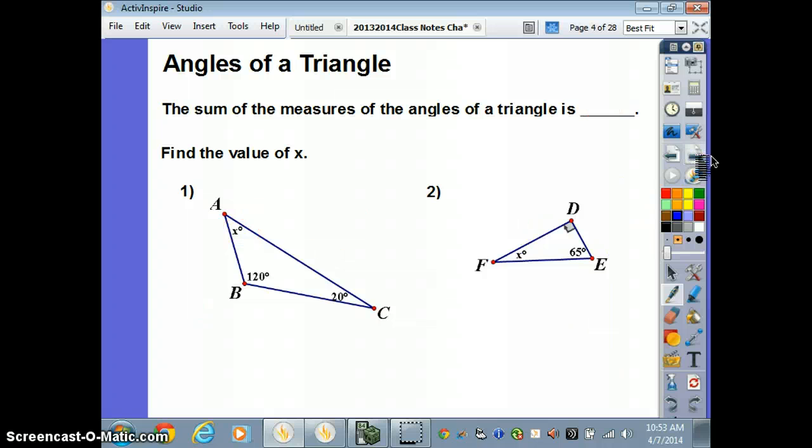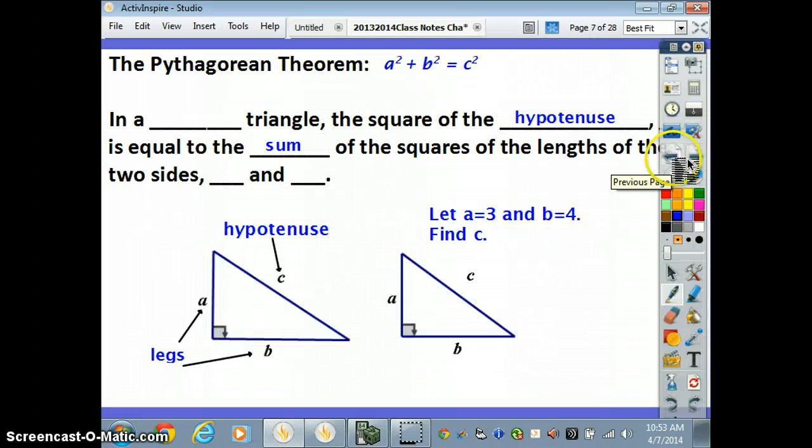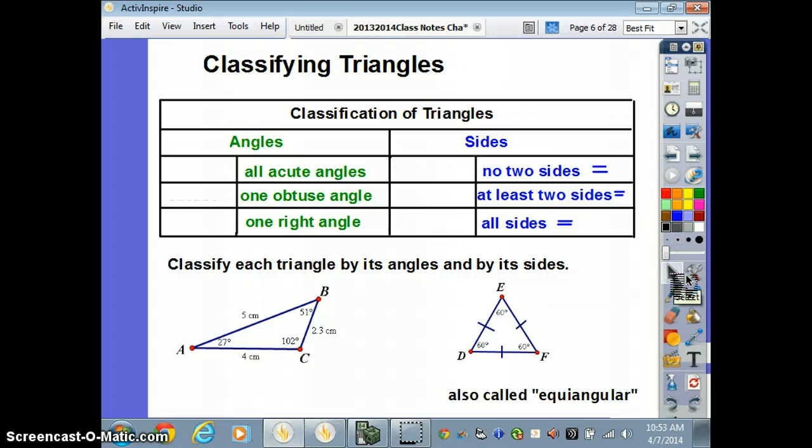Okay, so the other topic we talked about was the names of triangles. On the green side here, we'll talk about the angles. If all the angles in a triangle are acute, then we call it an acute triangle, A-C-U-T-E. If one angle is obtuse, then we call it an obtuse triangle. And if we have one right angle, we call it a right triangle.